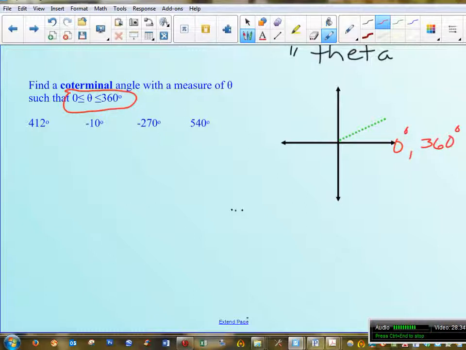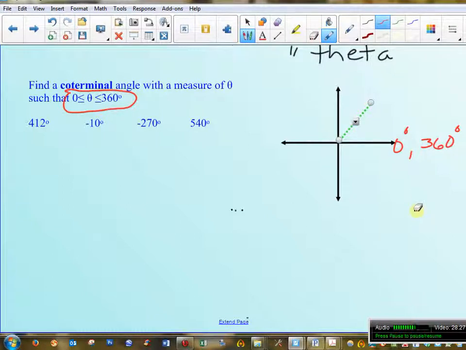Okay, I'm going to show you two ways to do this one. Just watch while I show you the first way. 412 degrees. Well, I could do what I did before. I could start at 0, and 412 means positive, so I'd go up 90, past 180, to 270, to 360. I've got to go another 40 and then another 12, and so I'd be stopping right there. But there's actually an easier way to do these.